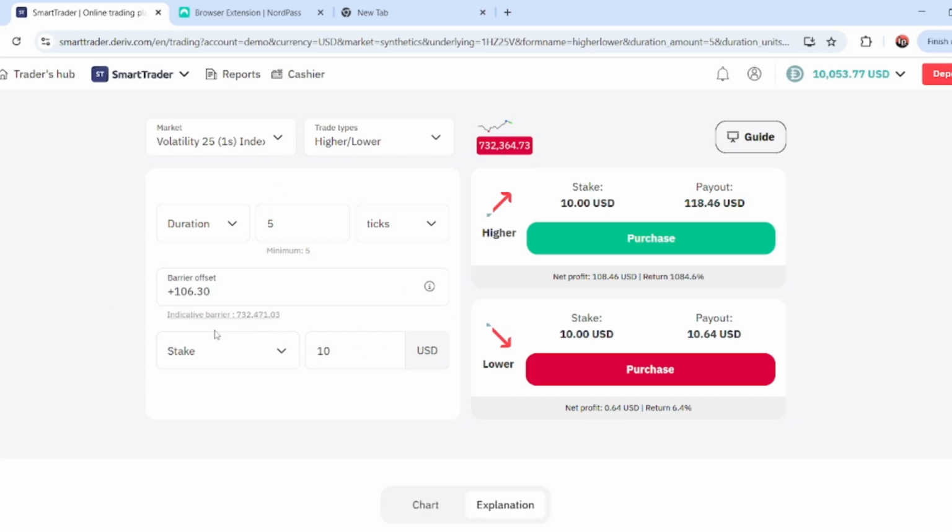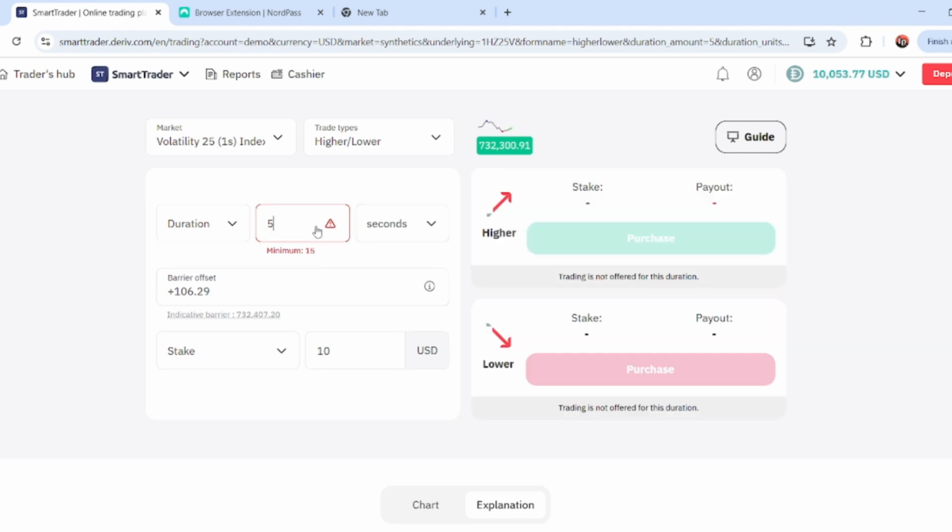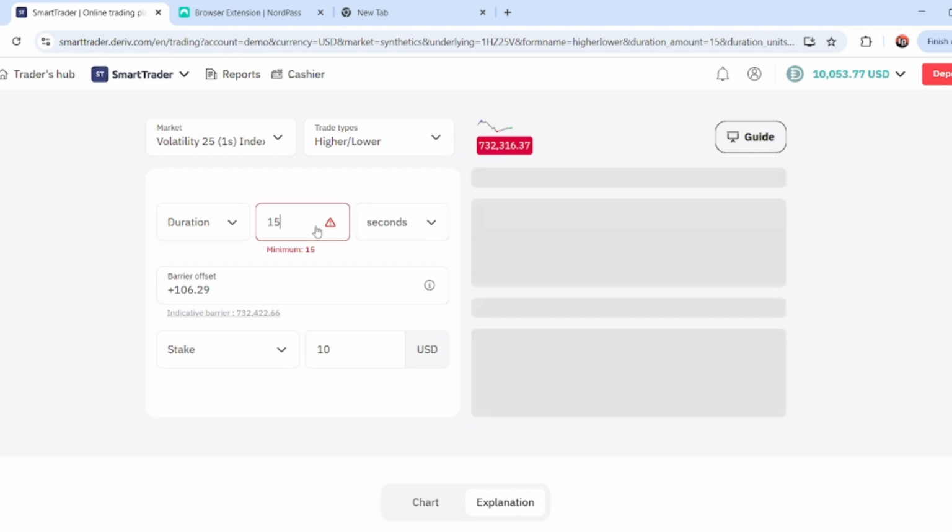Okay. So let's say you want to set a barrier offset. You must set your barrier offset in a way that you know how the candlestick works. So this is a high and low ticks. When you purchase a high contract, you want the candlestick to start pushing up from your entry point and close higher within the duration of 5 ticks. You can also do duration of seconds; the minimum here is 15 seconds.